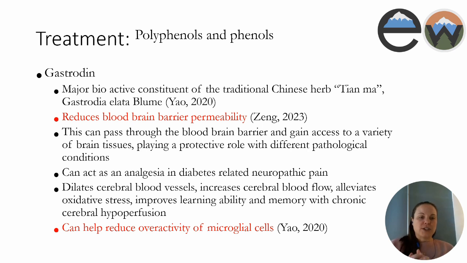So gastrodin, again, feel free to read through this at your own leisure, but it actually reduces blood-brain barrier permeability. So does this help restore connective tissue, neurological connective tissue? I don't know, but the research says that it will reduce permeability, which would be really nice to not have things go through there, right? And then it can also help reduce overactivity of microglial cells specifically, which can be helpful, almost like stabilizing with low dose naltrexone, right?